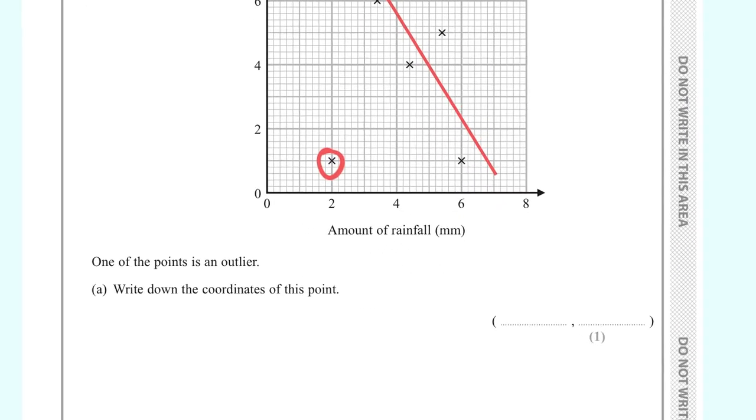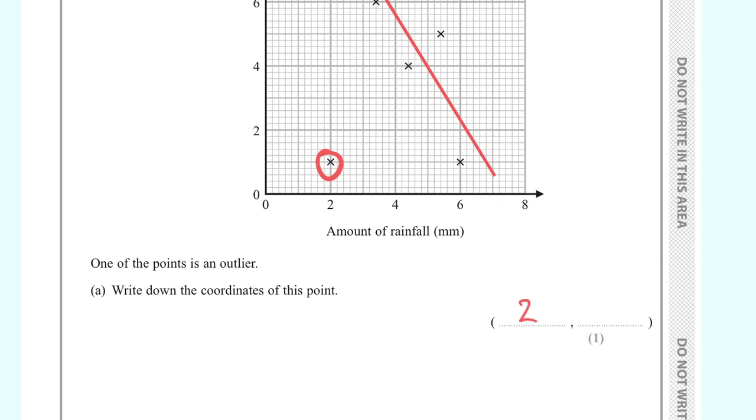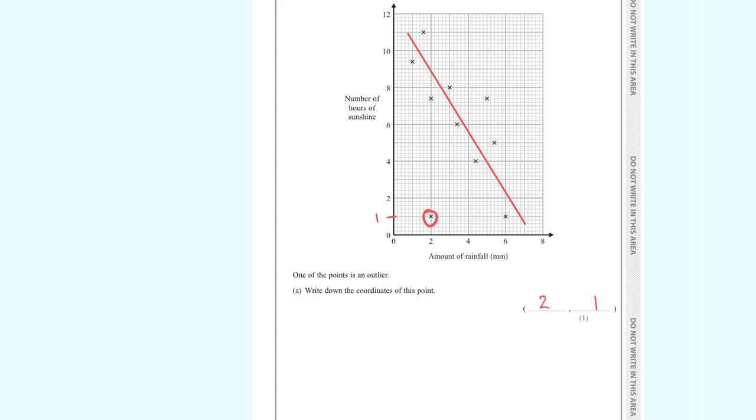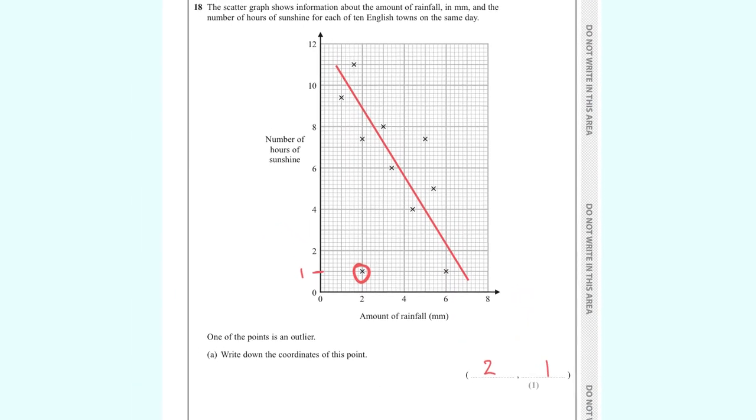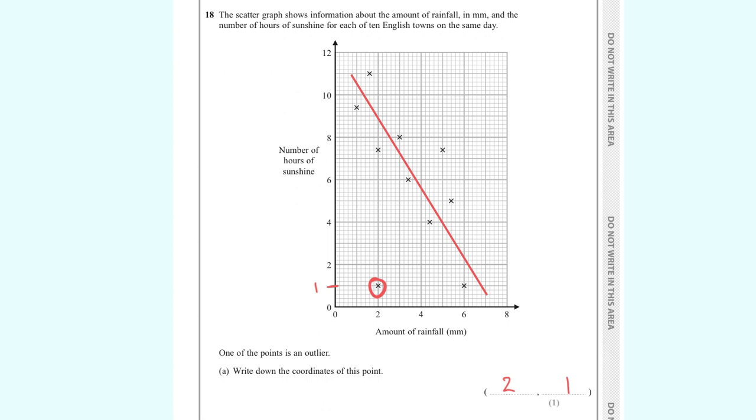And it's asked for the coordinates. So it's 2 in the x direction. Remember, this is the x, we do that first. And going across, that's 1. So 2, 1. It just looks off. We pop back. It looks like as the rain increases, so as more rain is falling, you get less sunshine. That's what it's saying to me. The more rain there is, the less sunshine. Then the 7 hours of sunshine is somewhere along here.